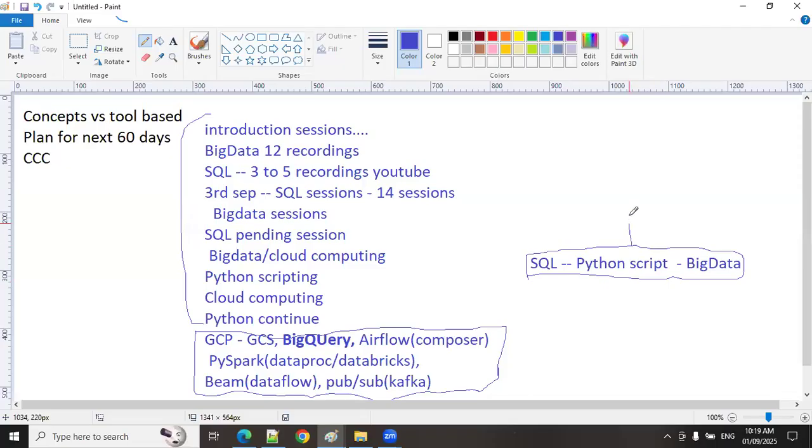Now, on top of this, what are we doing? Data engineering. Why is data engineering required? To provide the data to all the people.